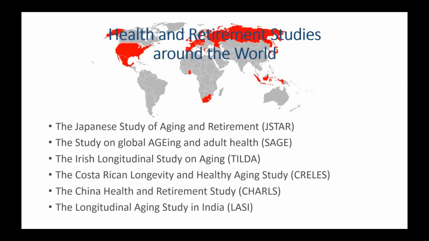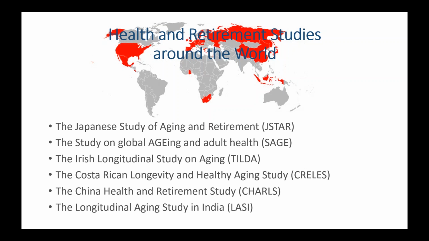In 2010, TILDA was added to this set of international studies in Ireland. That's the Irish Longitudinal Study of Aging, follows people aged 50 and older. Costa Rica was added next, the Costa Rican Longevity and Healthy Aging Study. It was made comparable to the HRS in 2010. They had a follow-up wave in 2012. Costa Rica has particularly a set of oldest of the old, which is very interesting.